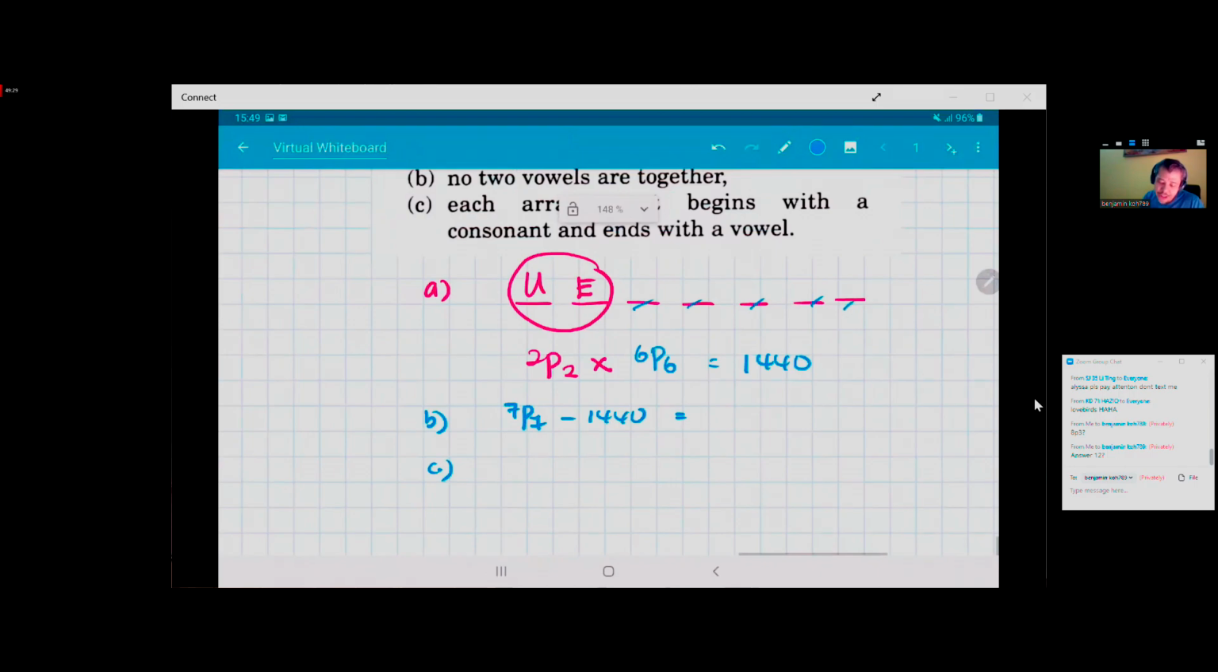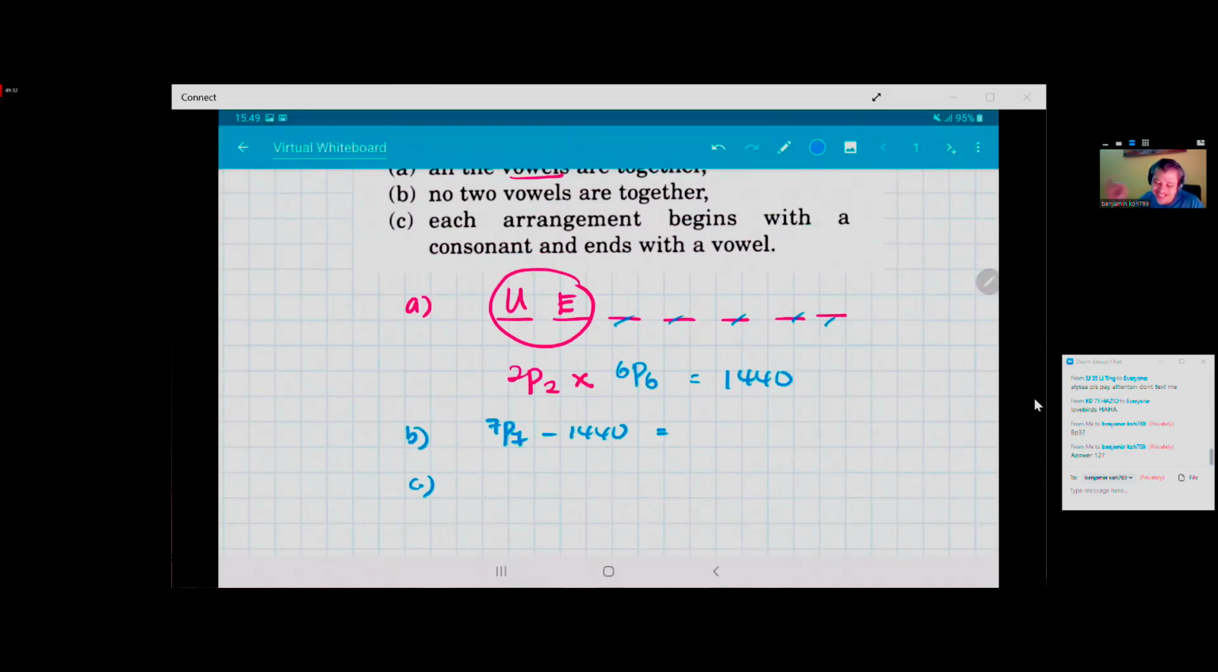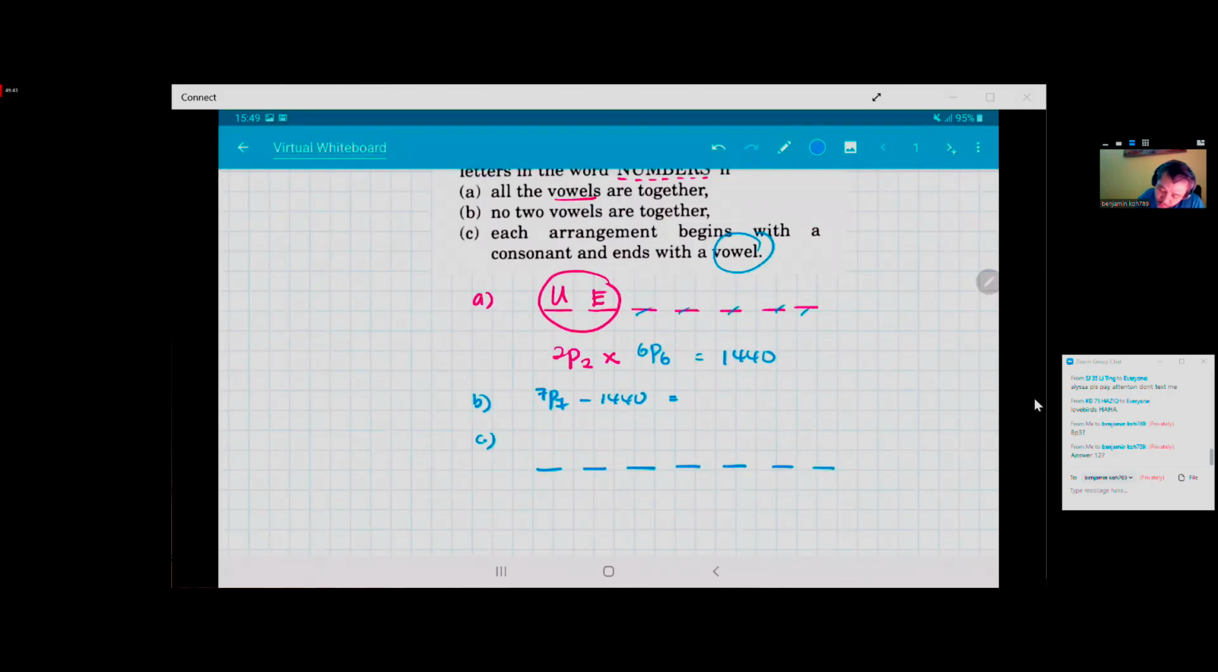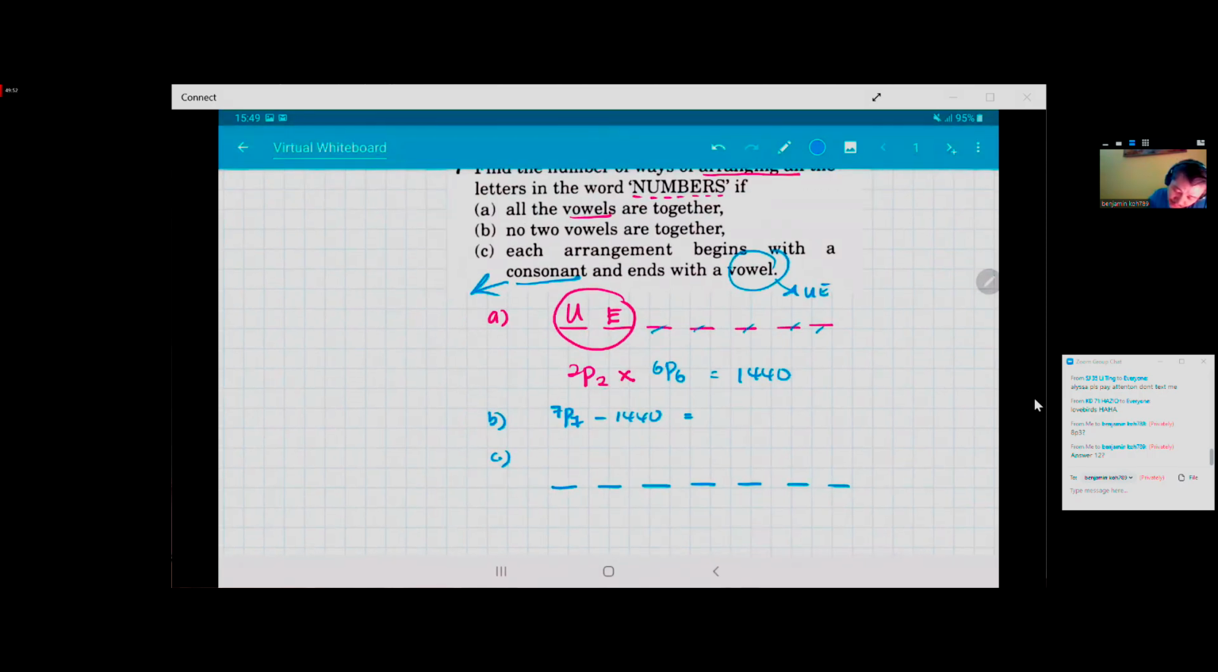Okay, now what about the C pula? Okay, each arrangement begins with a consonant and ends with a vowel. Okay, so we know that we have got 7 letters. So 1, 2, 3, 4, 5, 6, 7. Okay, so you orang faham vowel ialah huruf vokal. So vowel will be U, E. Kan? Consonant ialah yang bukan A, E, I, O, U. So in this case here, the consonant will be N, M, B, R, S. So there's 5 there.